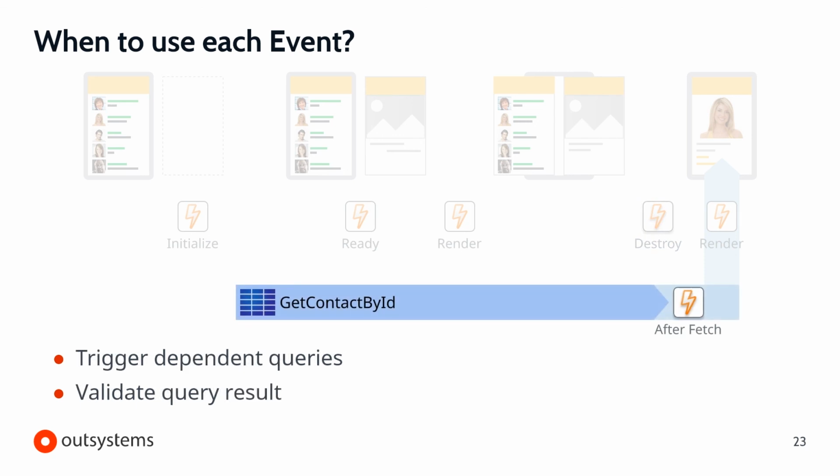Finally, the after-fetch event is quite useful in scenarios where aggregates depend on each other, such as country and states. The onAfterFetch event handler of the first aggregate can be used to refresh the query of the second aggregate. Also, if we need to do some logic over the result, such as checking if it is empty, the after-fetch event is a good place for that.